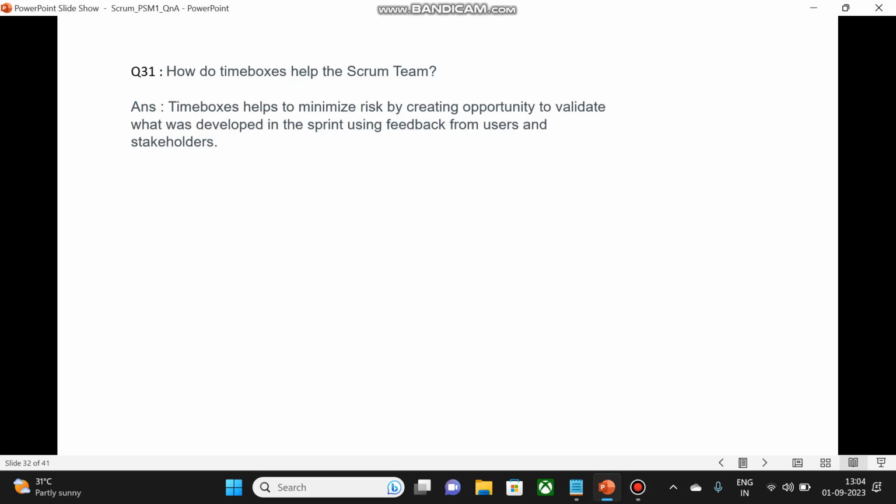So the time boxes help to minimize risk by creating opportunity to validate what was developed in the sprint using feedback from users and stakeholders. So basically time box helps in a kind of validation, and that is why it is helpful in the Scrum. Let's go to the next question.